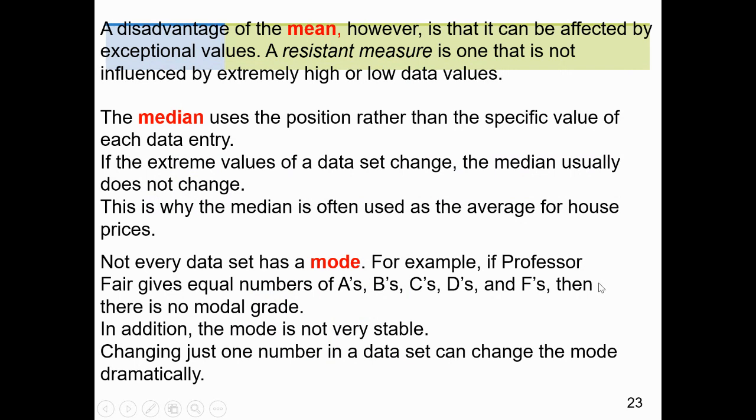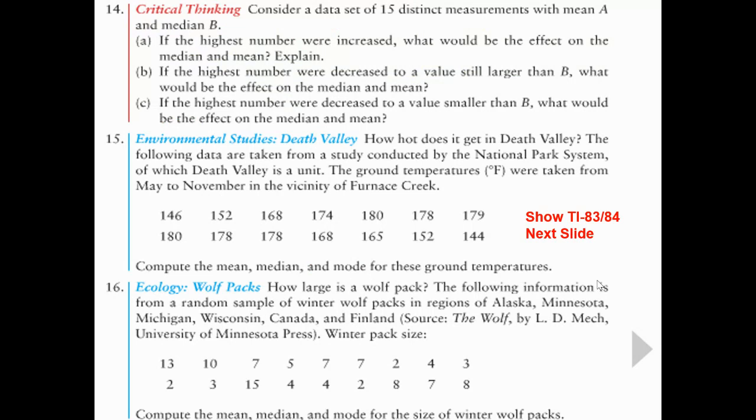The median uses position. If an extreme value is there, it's not mean. The median is not usually affected. The mode is the number or value that's used most frequently. It's not very stable. All right, so if you have a small data set, finding the mean, median, and mode is pretty simple. Sometimes you have a large data set, with many numbers here.